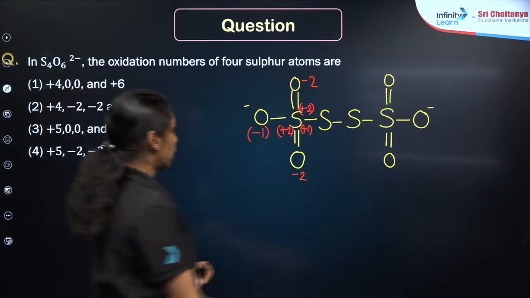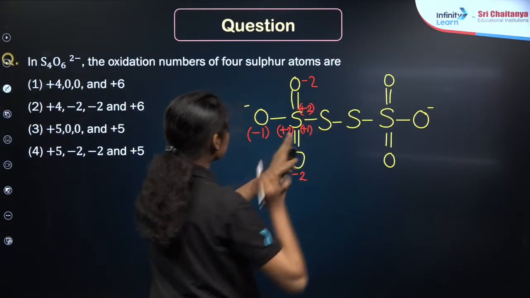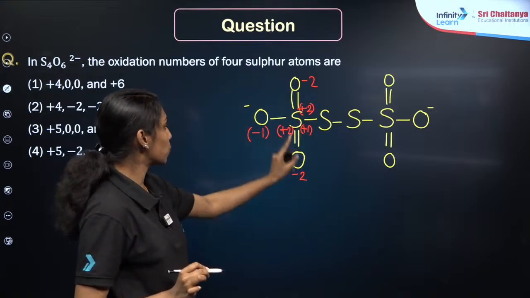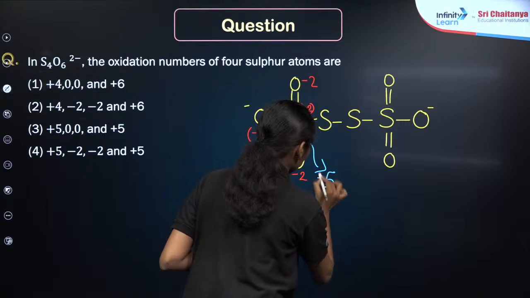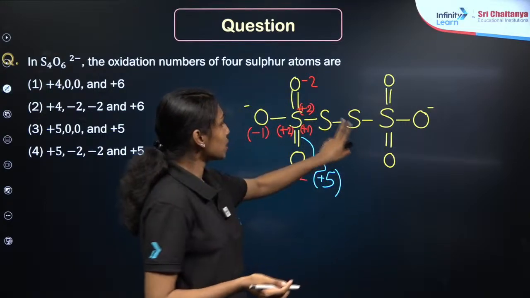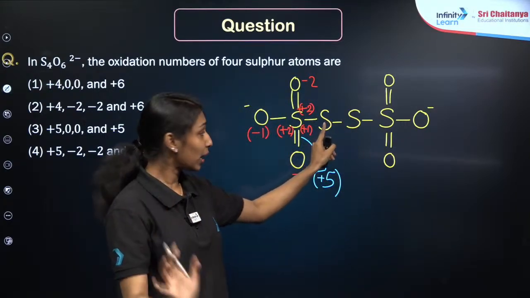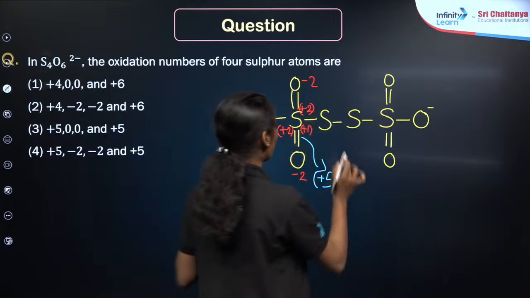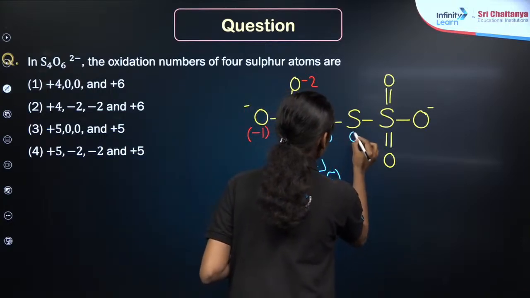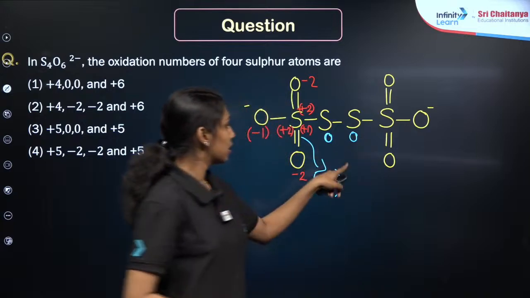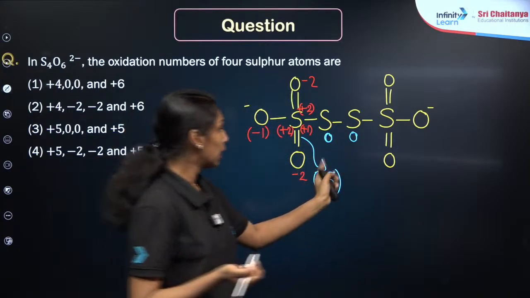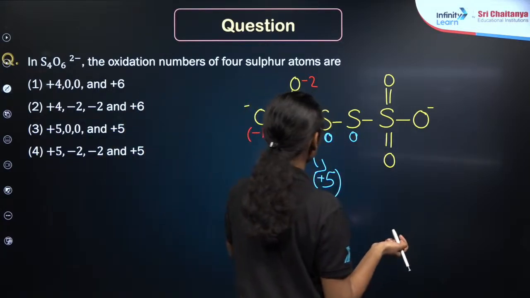Clear? So for this particular sulfur atom, the charge will be 2 plus 2 plus 1, that is equal to 5, right? Plus 5. Then what about here? These two sulfur atoms are the same, right? So there is no electronegativity difference. It will experience oxidation numbers of 0 each, right? It is in the same bond, therefore sulfur has a 0, 0 oxidation state, right? Then what about here? The same happens here also, right?